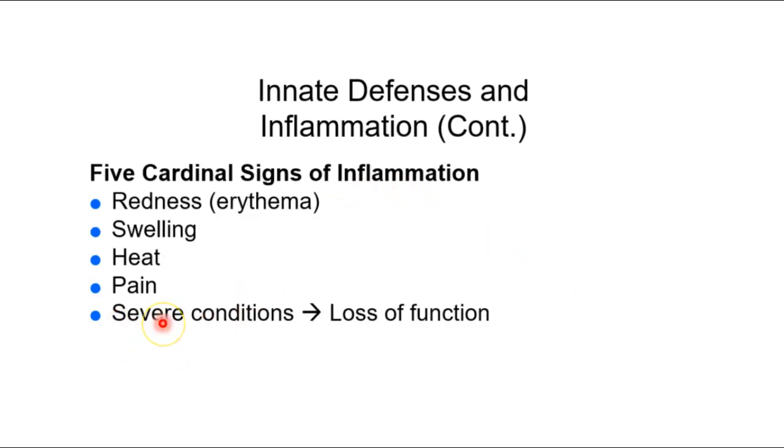In severe conditions that are inflammatory, there can be a loss of function. If you have these cardinal signs across a joint, you may lose range of motion, for example. This could be, of course, anywhere: intestinal, you could be in any tissue anywhere, and you could have loss of function in that tissue as a result of the inflammatory response.